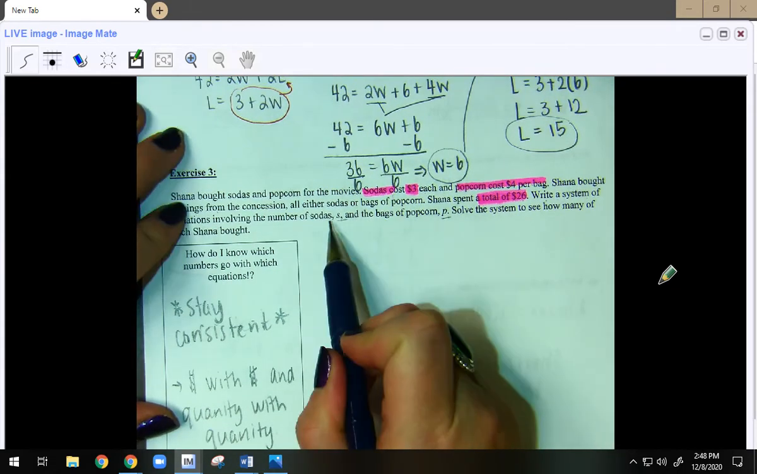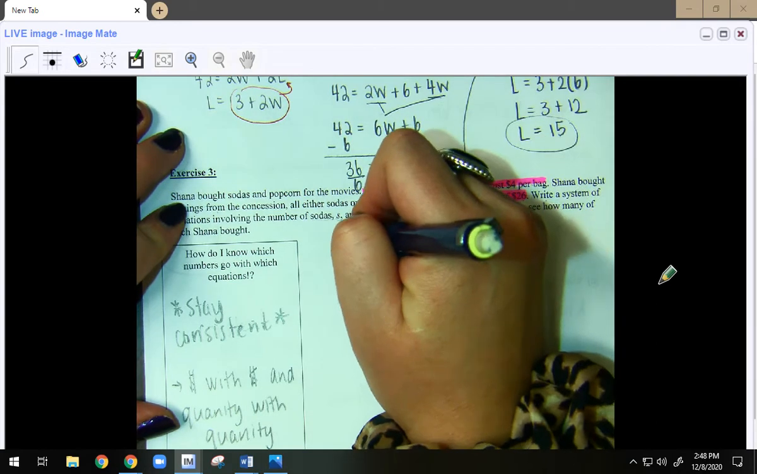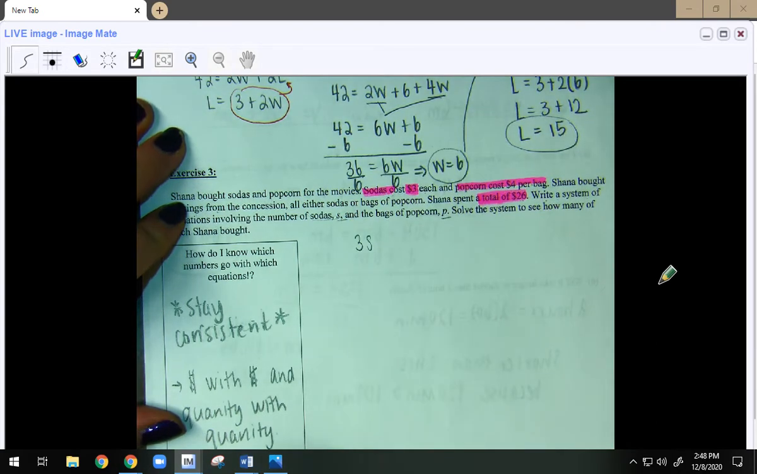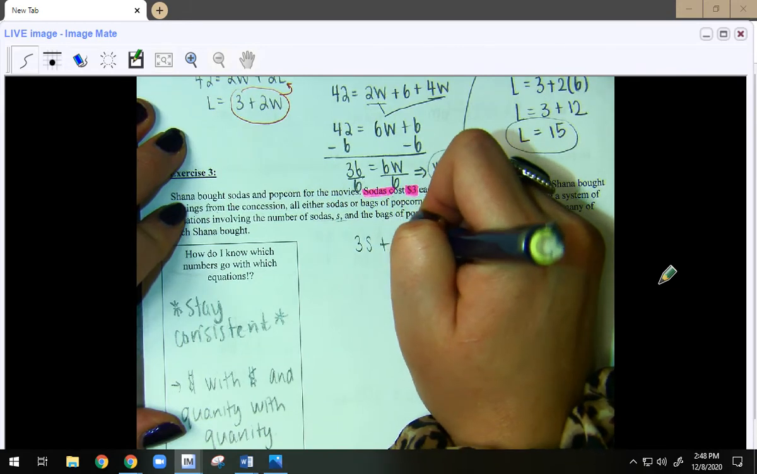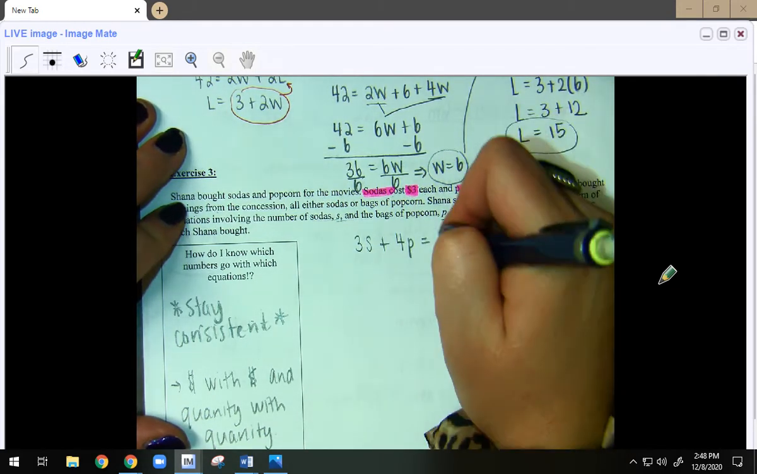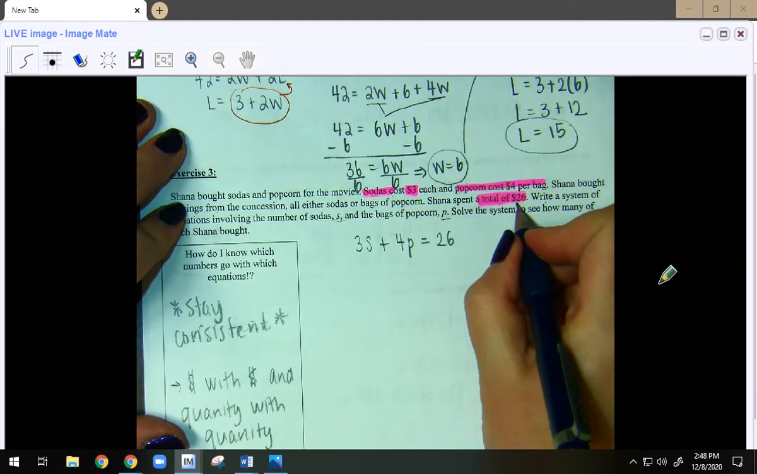So sodas, which is represented by S, sodas are $3. So she bought $3 sodas and she bought $4 popcorns. And when she bought all of that, she spent $26.